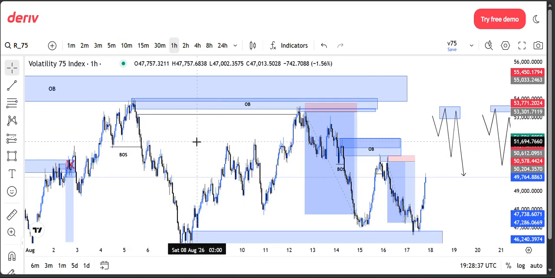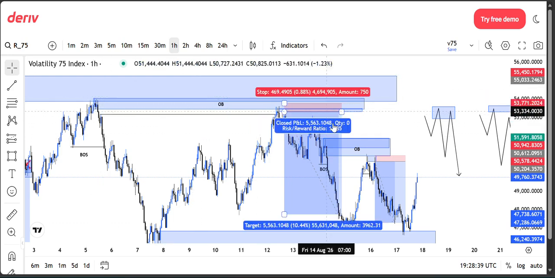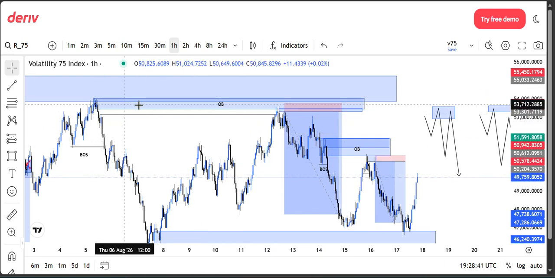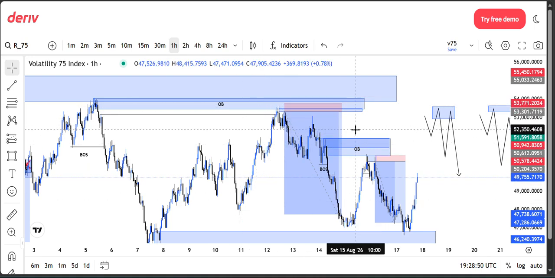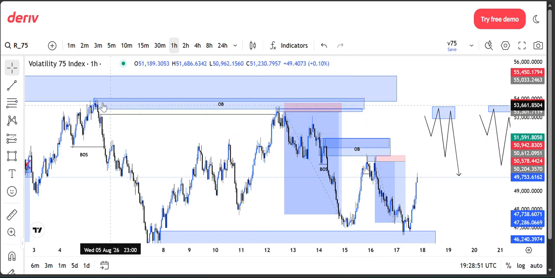Okay, look at the bias of the market. Like this particular bias is bearish. And then we have seen our order block. We wait for price to tap into that order block, that's to mitigate our order block, and then we look for our confirmation. Now for that confirmation, price has tapped in.